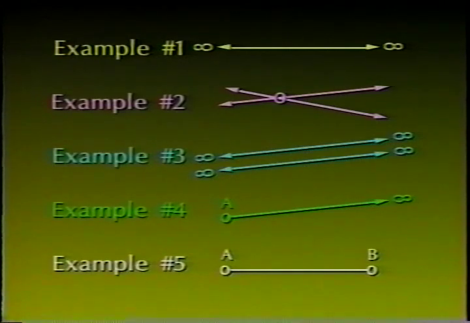Let's first talk about lines. As shown in example number one of this graphic, straight lines extend to infinity in both directions. Example number two shows that if straight lines in the same plane meet, they are intersecting lines and share a common point. Example number three proves that if two straight lines have no common point, they are parallel lines. A line extending to infinity from a defined starting point is a half line, as shown in figure number four. As shown in figure number five, a line starting from a defined starting point and ending at another defined point is a line segment.